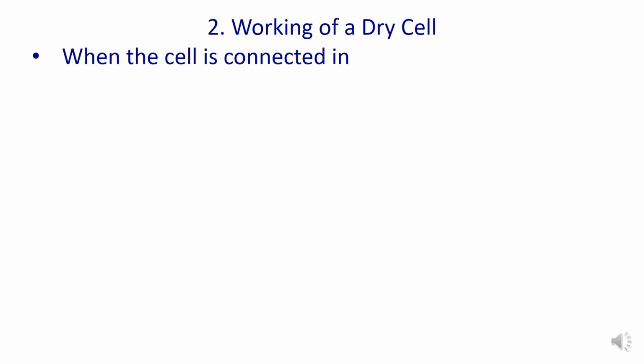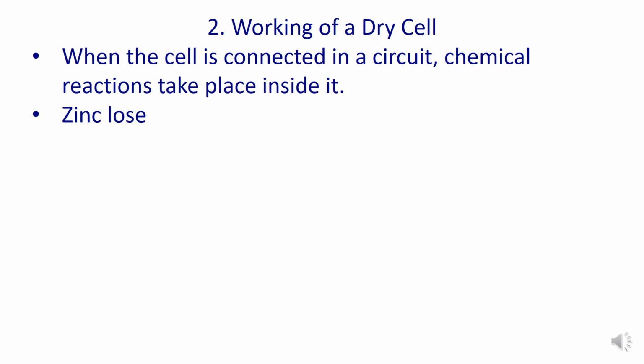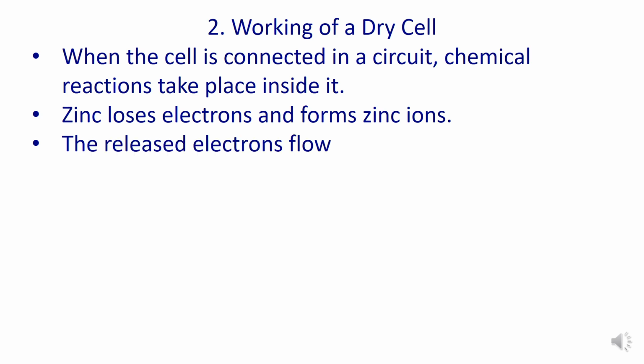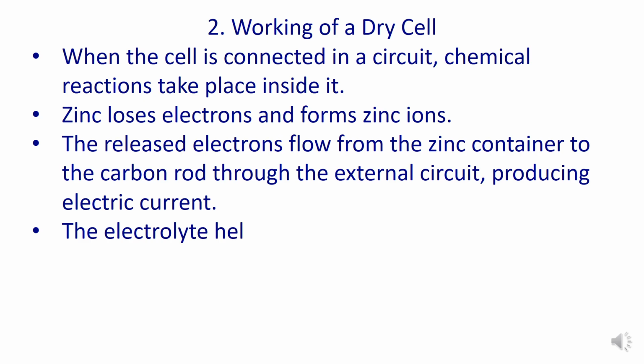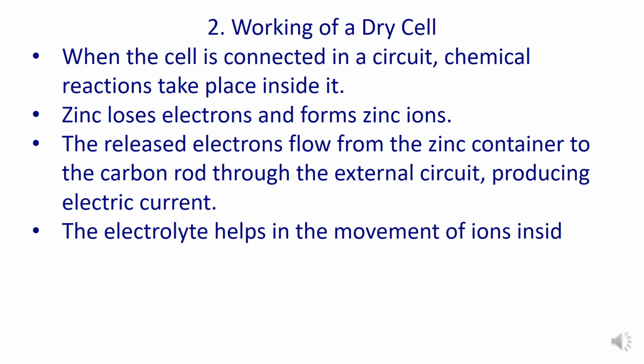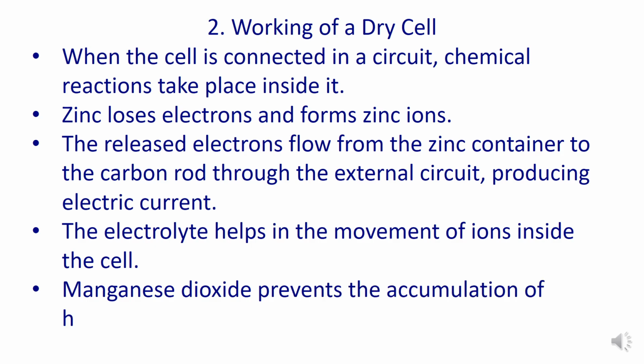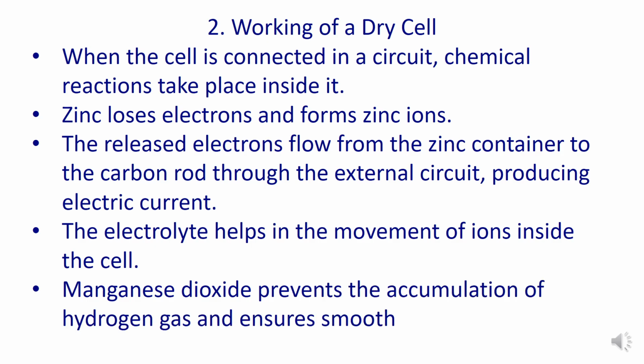Working of a dry cell. When a dry cell is connected in a circuit, chemical reactions take place inside it. Zinc loses electrons and forms zinc ions. The released electrons flow from the zinc container to the carbon rod through the external circuit, producing electric current. The electrolyte helps in the movement of ions inside the cell. Manganese dioxide prevents the accumulation of hydrogen gas and ensures smooth functioning of the cell.